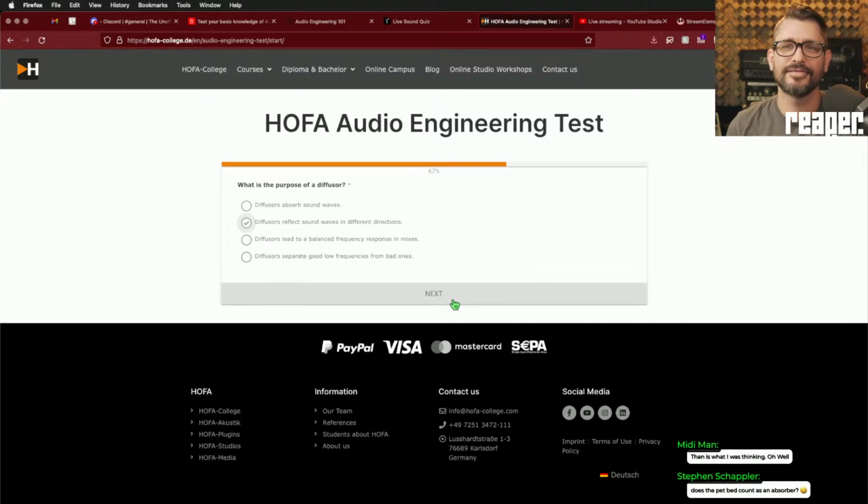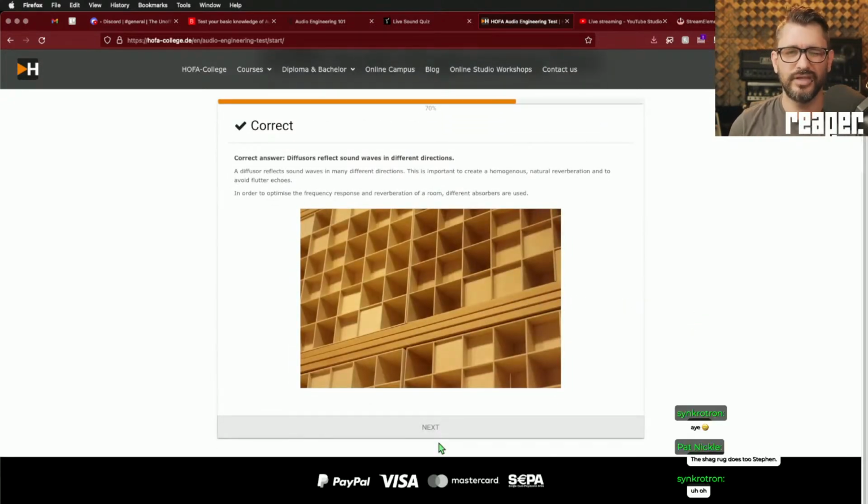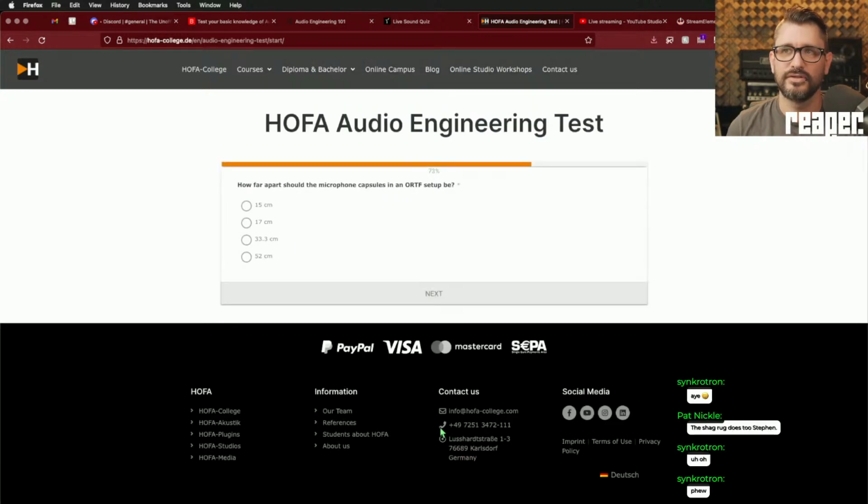Probably the cat itself does more. If it was only kind of scattering it and it didn't absorb at all, then the reverb time would be the same, it's just more diffuse. If you can afford diffusers, I would highly recommend them.